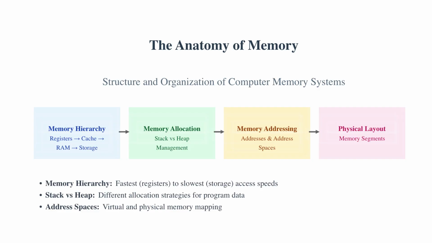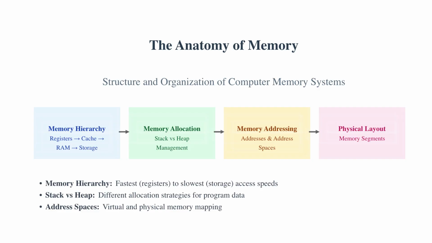Building on our introduction to memory management fundamentals, let's now dive deep into the anatomy of memory itself. Today, we're exploring the anatomy of memory, understanding how computer memory is structured and organized at its core. First, let's examine the memory hierarchy. Think of this as a pyramid. At the top, we have registers, the fastest but smallest memory. Then cache memory, followed by RAM, and finally storage devices like hard drives at the bottom. Each level trades speed for capacity.